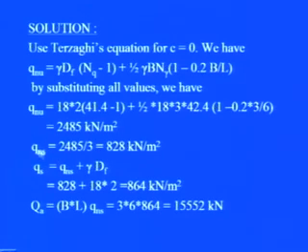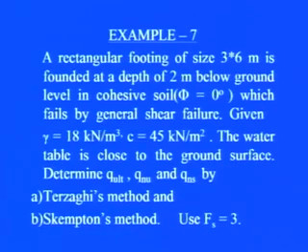Now, once this Q net safe is known, we can find out Q safe, that is the safe bearing capacity, equal to QNS plus gamma Df. It comes out to be 864 kilonewton per meter square. And hence, the allowable load will be equal to the area of the footing into Q net safe, and that comes out to be equal to 15,552 kilonewton.